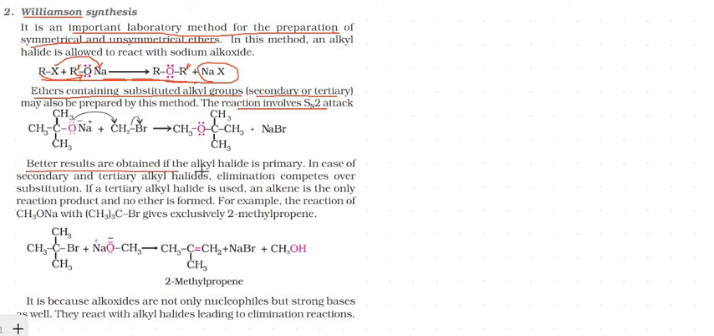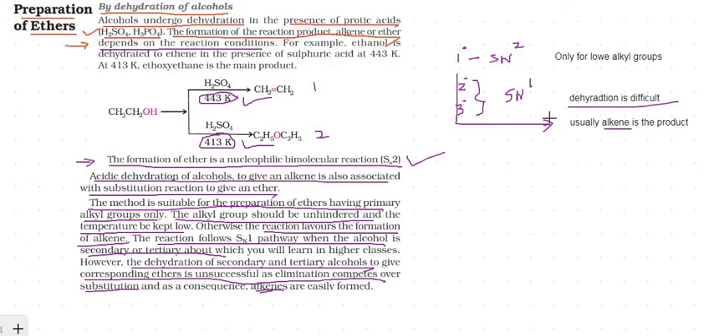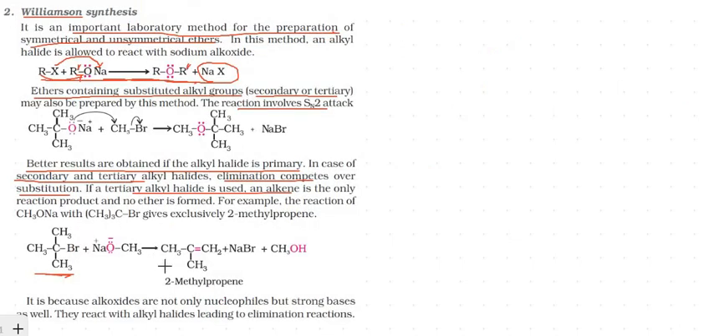Better results are obtained if the alkyl halide is primary. So again, if it is primary, there is no issue. But in case of secondary and tertiary halides, the example is given here. What happens? The elimination again competes with the substitution, and if a tertiary alkyl halide is used, an alkene is obtained. So in the previous result, I have explained why the dehydration is difficult, or why there is a competition between elimination and substitution, these two reactions.